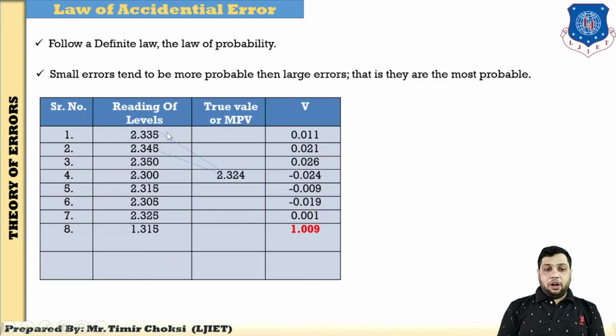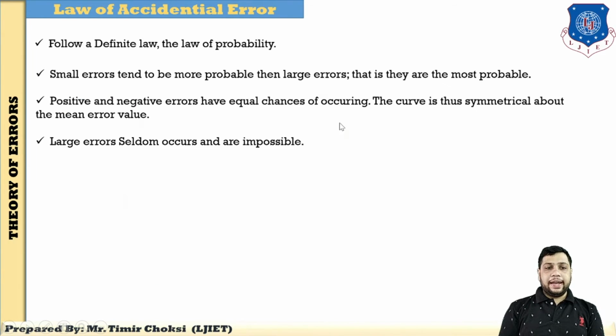Here the size of error is large, but in the 8 observations I have taken, only one observation has a large error. In 7 of the 8 observations the size of the error is small, but only one has a large error. So small errors tend to be more probable than large errors, that is, they are the most probable. Second, positive and negative errors have equal chance of occurring.